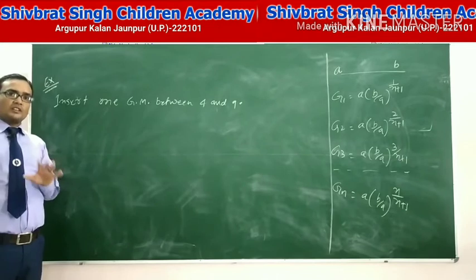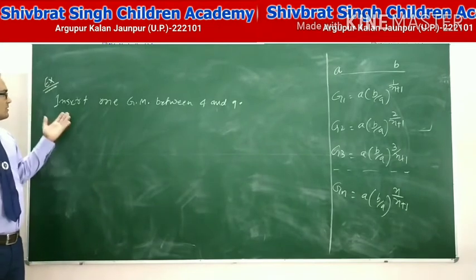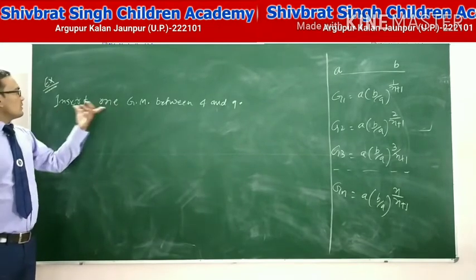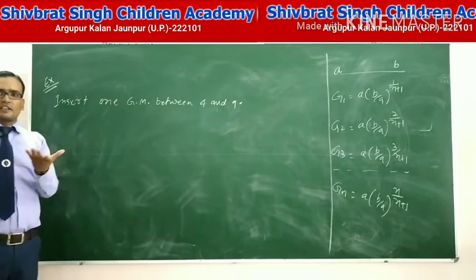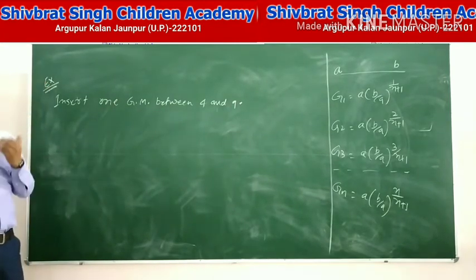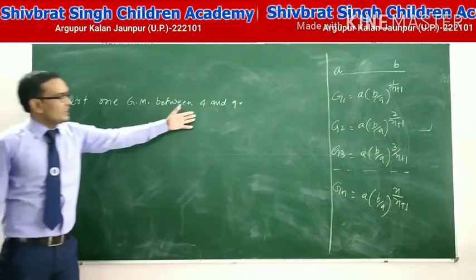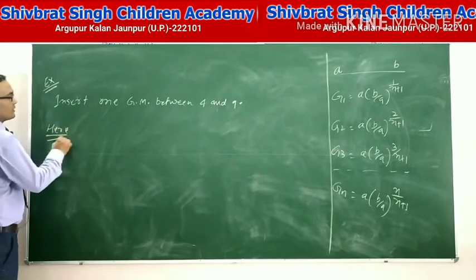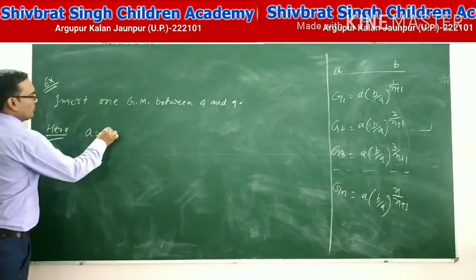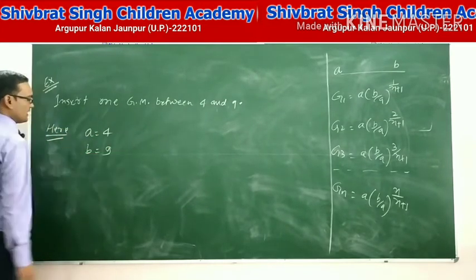In other questions: insert 2 geometric means, insert 3 geometric means, insert 4 geometric means, so on. Insert n geometric means between 4 and 9. Here we find the one geometric mean between 4 and 9. A equal to 4 and B equal to 9.